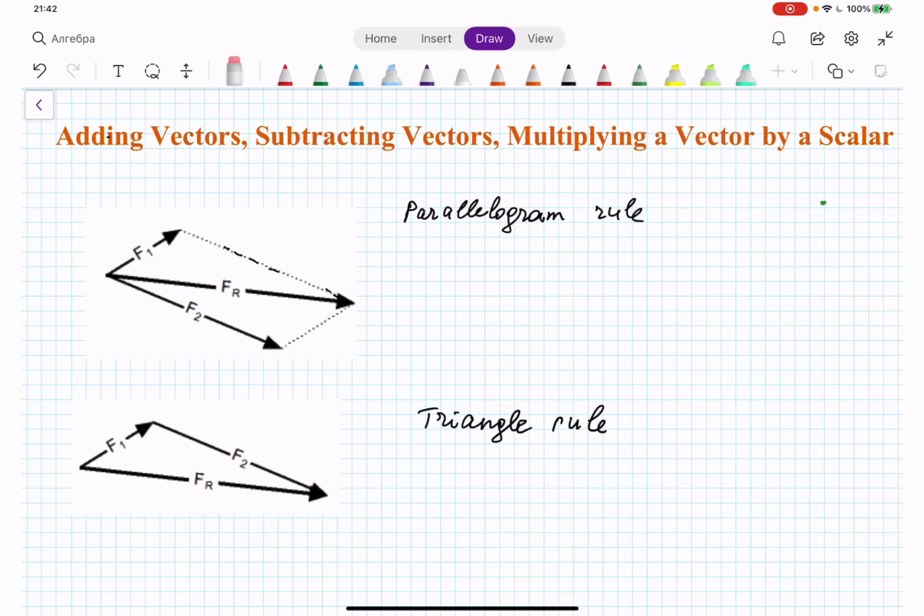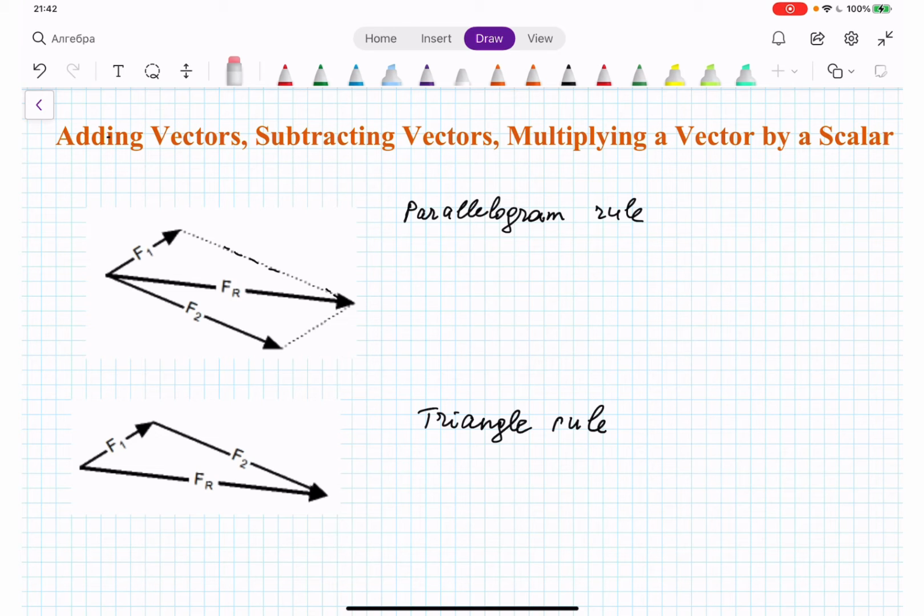Adding vectors, subtracting vectors, multiplying a vector by a scalar. Okay, for adding vectors we are going to use the parallelogram rule and the triangle rule. There is also a trigonometric method, but it's not for this case this time. So, the parallelogram rule for adding vectors.